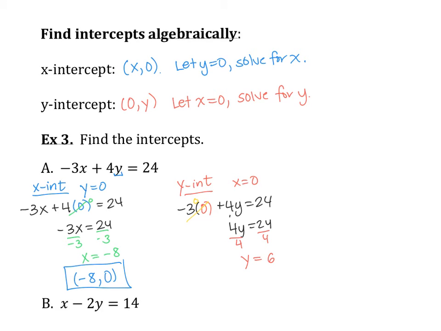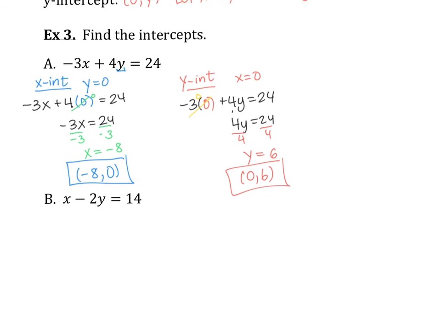But then remember, your answer for an intercept must be an ordered pair because it's a point. So I'm going to put the x value first. The x is 0. The y is 6. So my ordered pair is (0, 6). Okay, we're going to do a few more of those, and then we'll be done with intercepts for now.